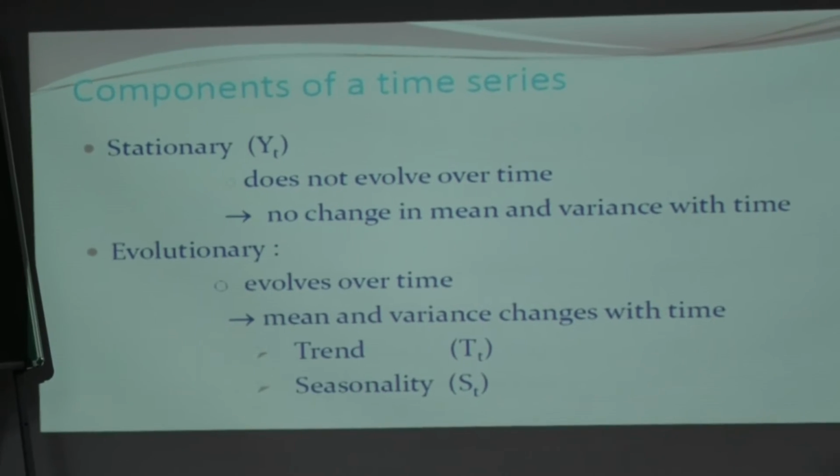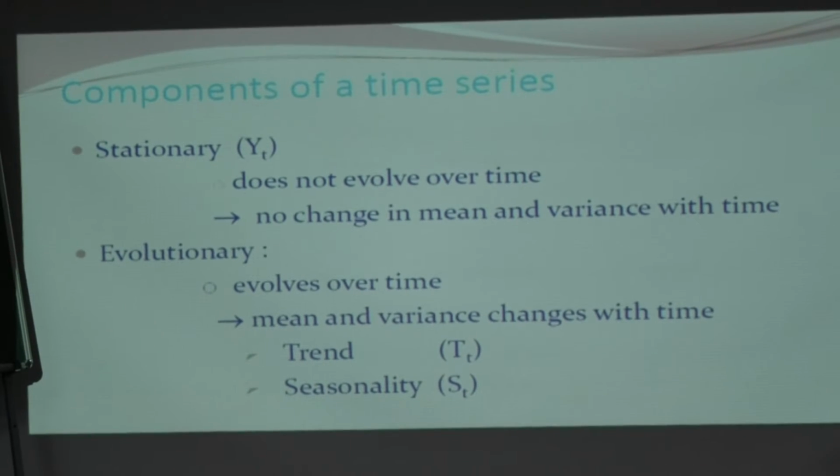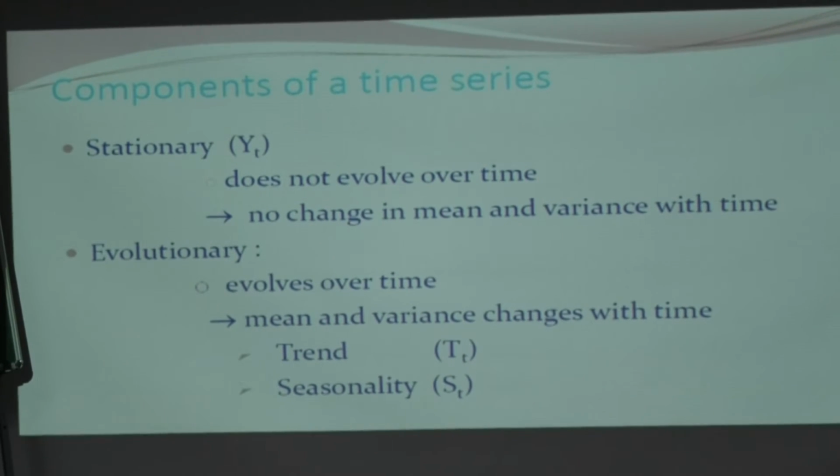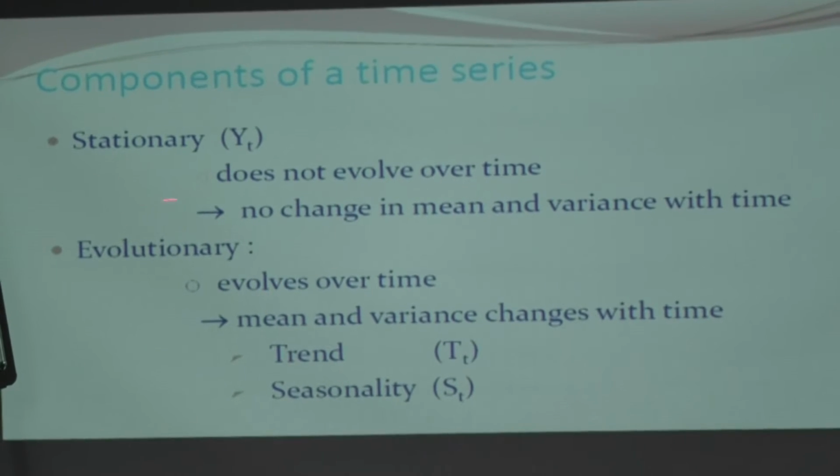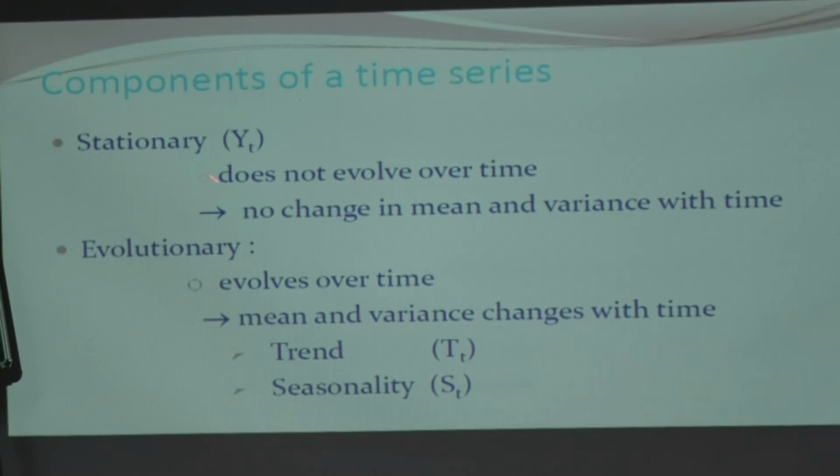Now, when we talk about a time series, I'll very broadly divide this into two parts. One would be the stationary component, and the other is the evolutionary component. Stationary component does not evolve over time, so no change primarily. You look at a formal definition of this. You did stochastic process, right? You know the definition of what weak stationarity is? Yes? You don't have to give me a formal definition, just what it is.